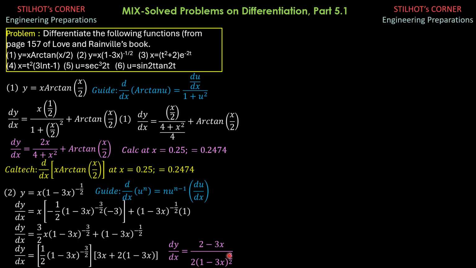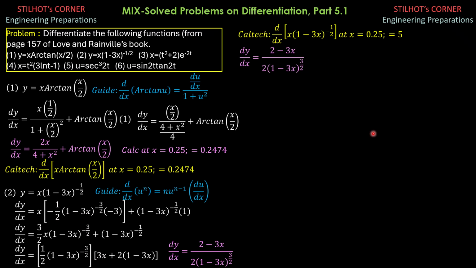So checking again using the high-tech calculator, you have to calculate the derivative of this at a chosen x that will make it defined. Say x is 0.25 again. So the value is 5. We also evaluate this answer: 2 minus 3 times 0.25 over 2 quantity 1 minus 3 times 0.25 to the 3 halves. This should also be 5 to match. So that is also 5.